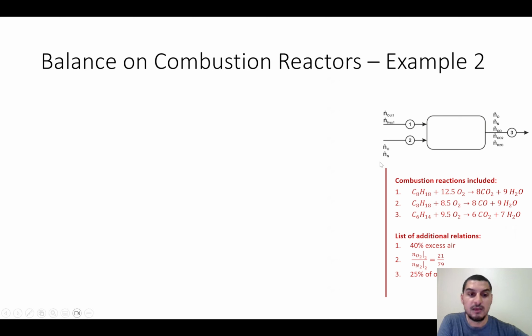So again, for the excess air, we have to know the theoretical amount of oxygen, and from the theoretical amount of oxygen, we can calculate the actual amount of oxygen, and from the ratio, we can calculate the actual amount of nitrogen. But there is a tricky part here, which is the way we calculate the theoretical oxygen. And just to make things clear, let's go back to the definition.